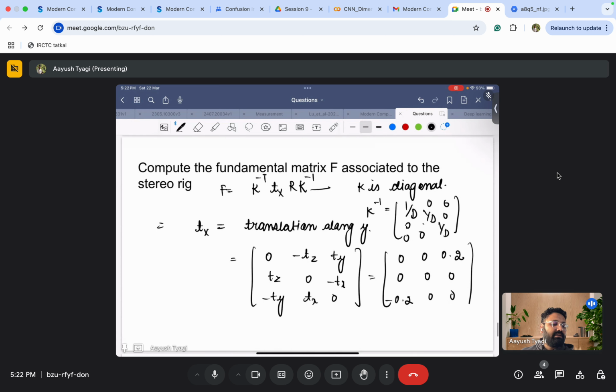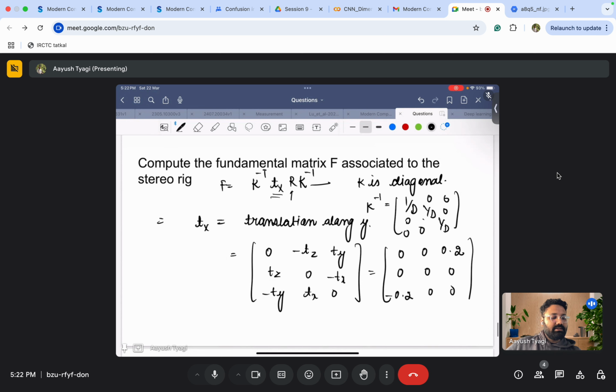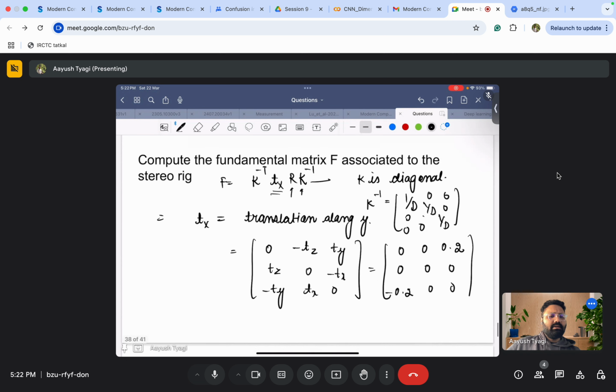The task was basically to find the fundamental matrix. The fundamental matrix helps you map any point from camera 1 to an epipolar line in camera 2. It is given by K inverse transpose, Tx, R, K inverse. Tx is your translation part, R is your rotation, and K is the intrinsic matrix of the camera. Since both cameras have the same intrinsic matrix, there is no change here.